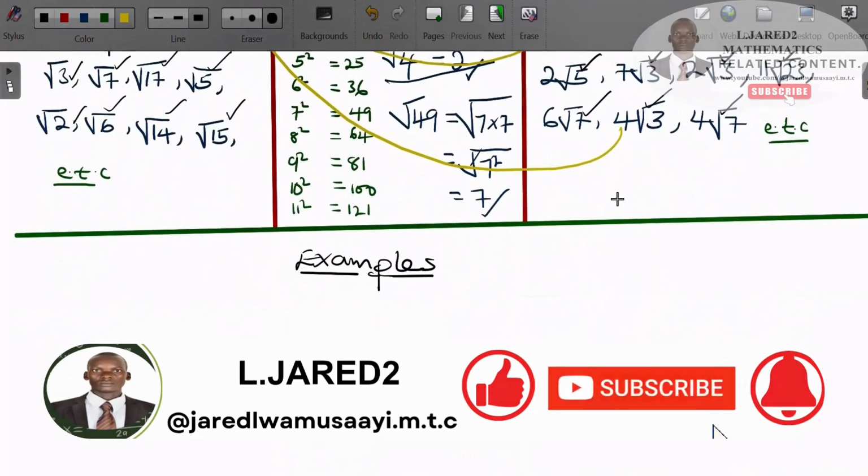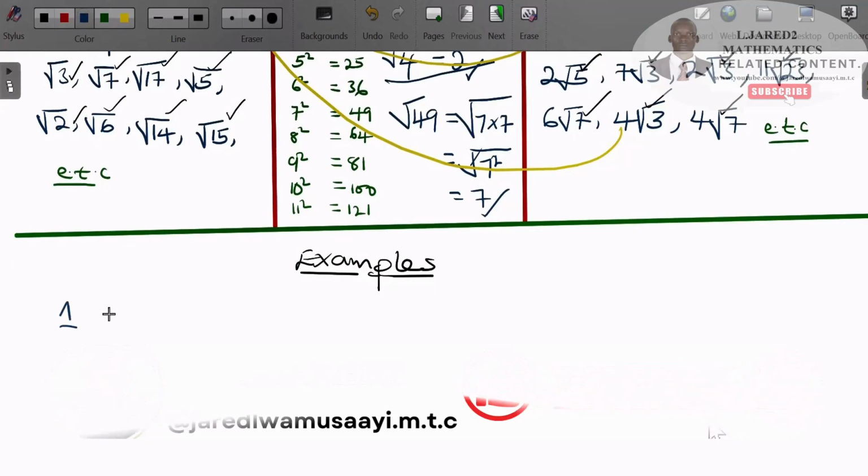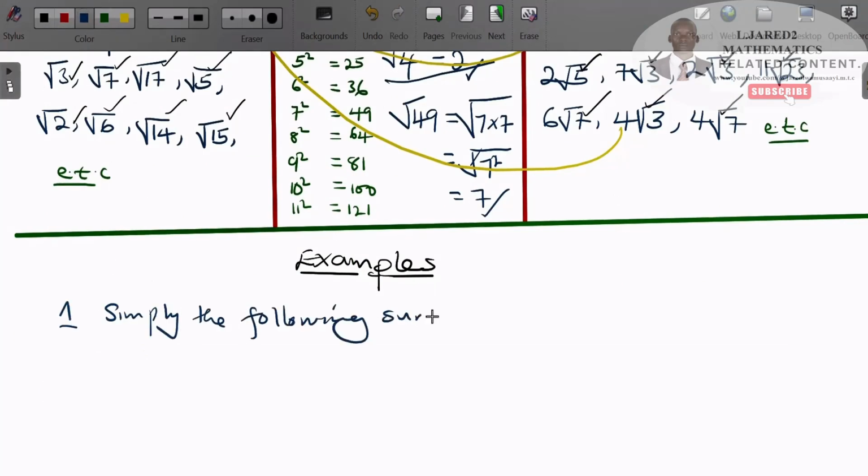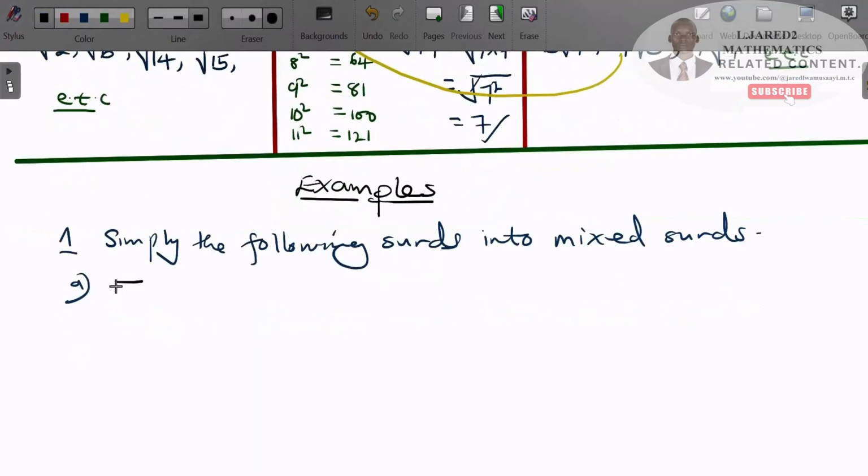Let's have examples. You can have number 1. The question is: simplify the following Surds into mixed Surds. We can have A: square root 72. Let's see how we break this down.